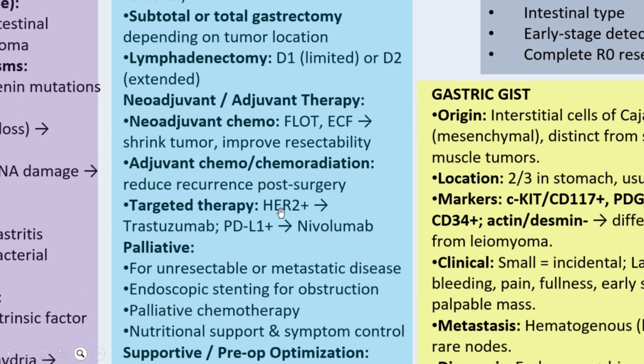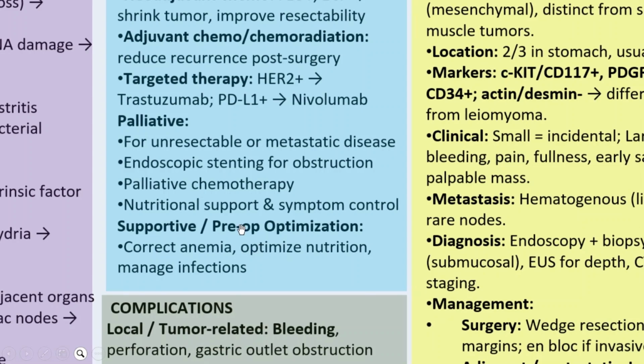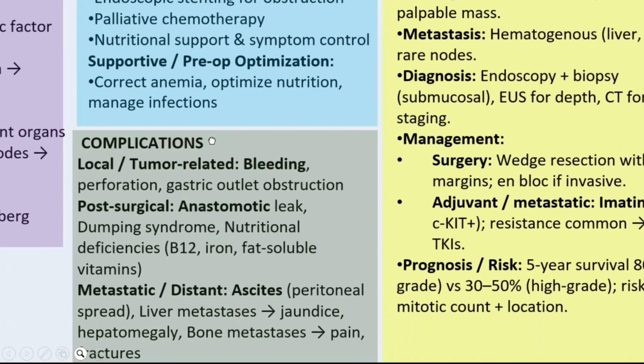Then we have the targeted therapy, where you can use HER2. When we have HER2 positiveness, we can use trastuzumab. Then PD-L1, where we use nivolumab. Then it can be palliative when the tumor has gone out of hand. The tumor is very big and unresectable. We can do palliative care, where we can do endoscopic stenting to relieve the obstruction, nutritional support and symptom control. Then we can give the supportive or the pre-op optimization, where we have to make sure we correct anemia. We want to optimize nutrition and manage infections before or after we have had surgery.